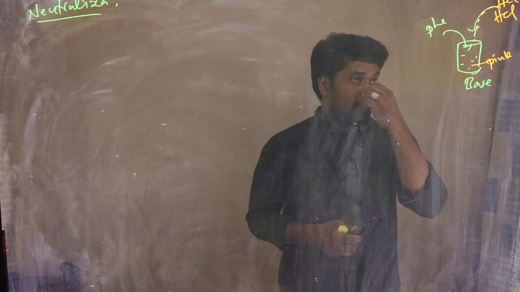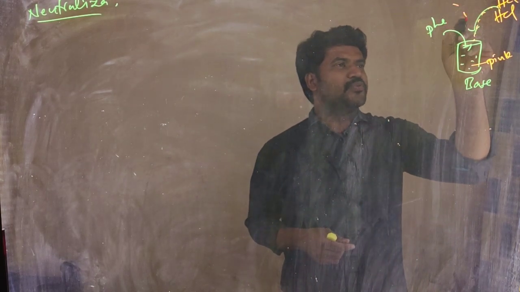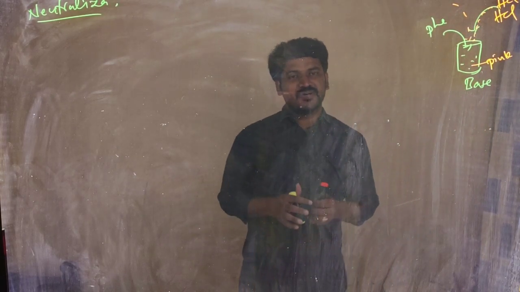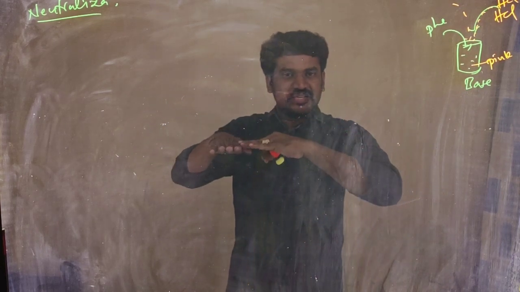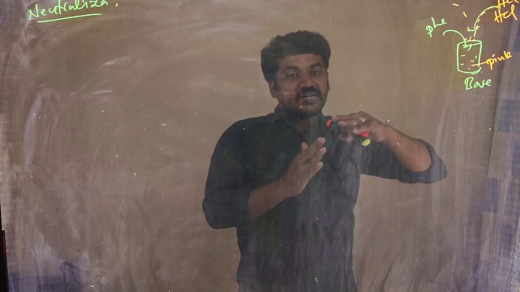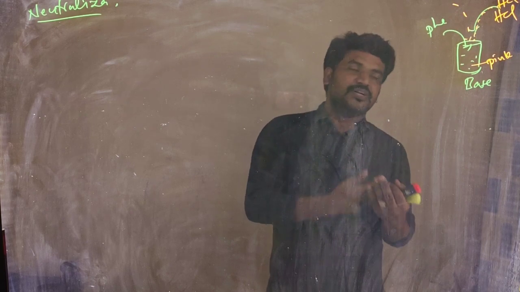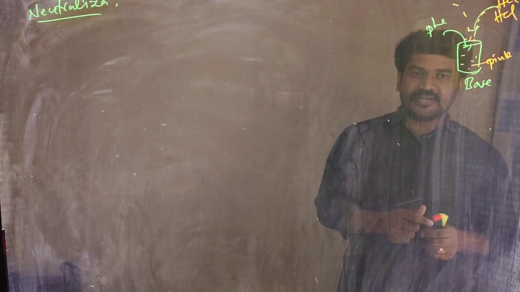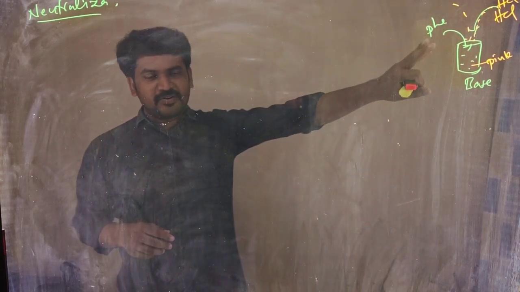If we add a few drops of base again, it will again give the pink color. Why? Because at first the little amount of base was neutralized as we added acid. Now if you add base again, it is not neutralized, so it gives the pink color again. In that case you can understand neutralization.